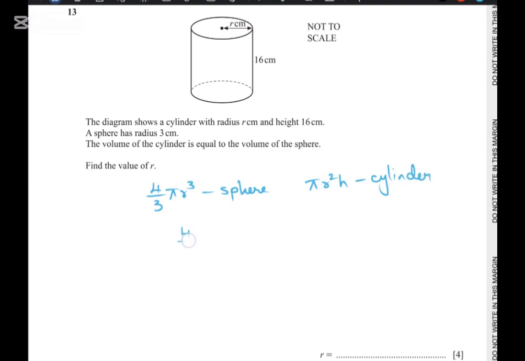So volume 4 by 3 into pi into r cube will be 3 cube, because the radius is given as 3. That is equal to pi into r square into height; the radius of the cylinder is not given but the height is given. So this is the equation we get. Whenever you have pi on both sides, you can cancel out. Then r square into 16 you bring to the left hand side, and bring this. I can cancel out one of the 3 also here, so only 4 and 3 square is left out.